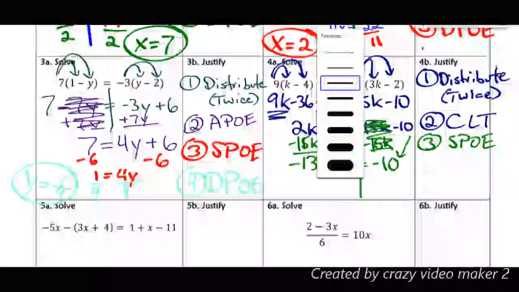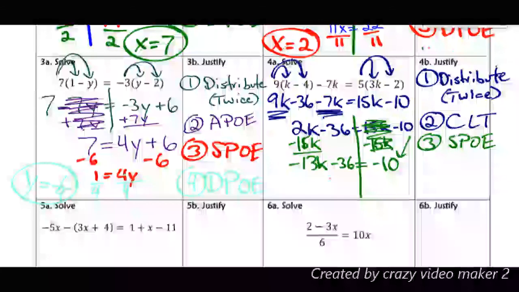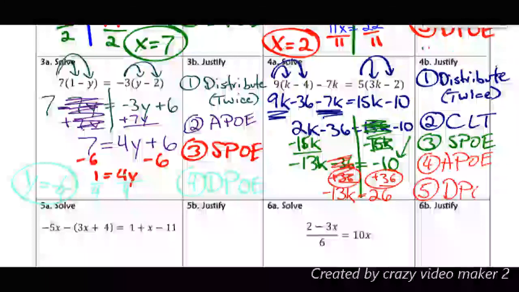Now I have a two-step equation. I'm going to add 36 to both sides. That gives me negative 13k. That went away, so I'm just left with the negative 13k equals a positive 26. I added on both sides. That is APOE, addition property of equality. And my last step is DPOE. I'm going to divide by that negative 13.